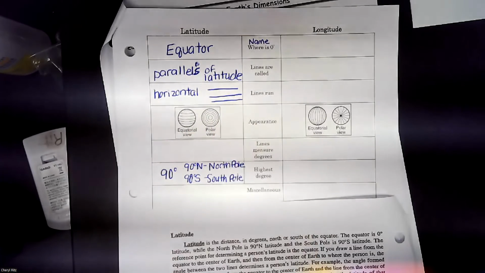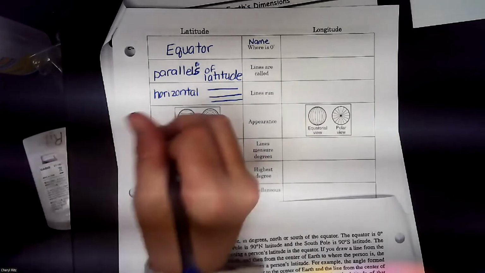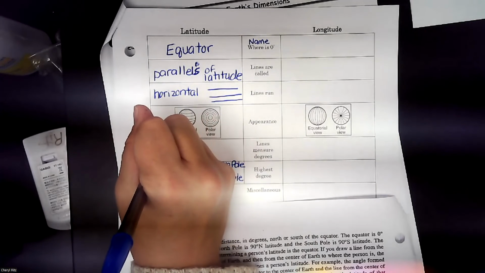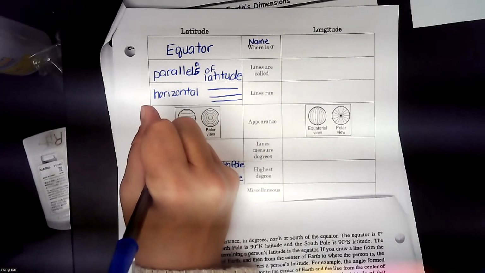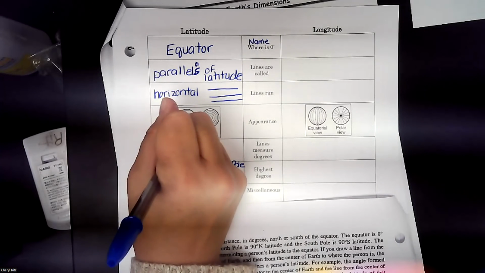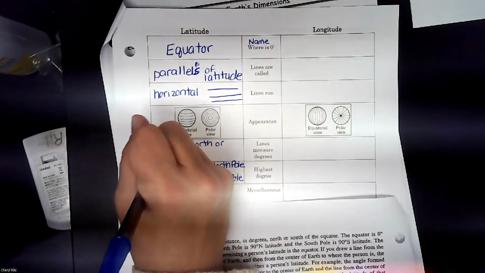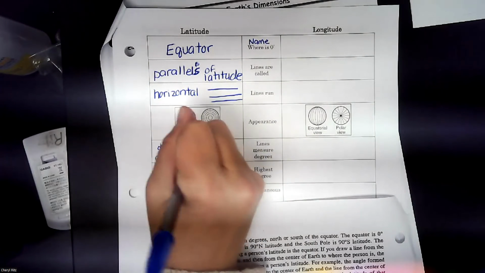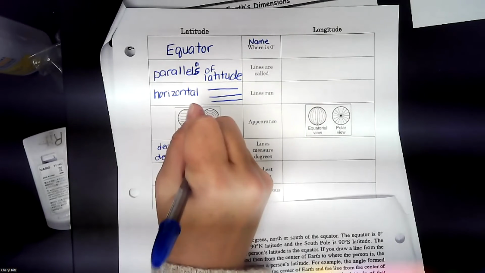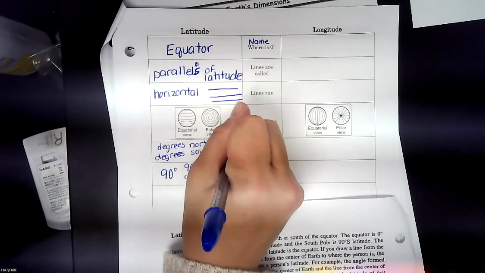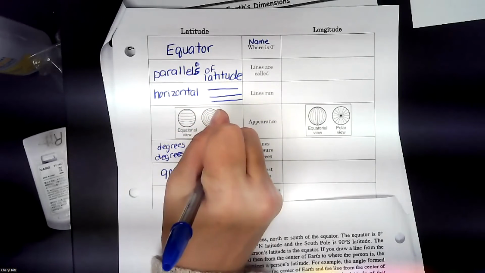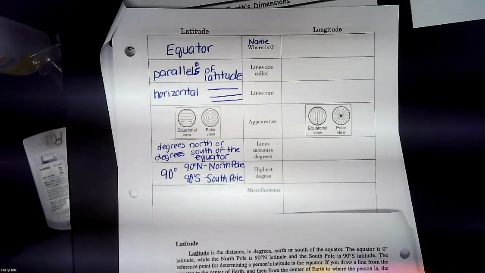But what do the degrees measure? They are degrees what? It's degrees north or degrees south of the equator. So if you are 90 degrees north, you're 90 degrees north of the equator. If you're 90 degrees south, you're 90 degrees south of the equator.